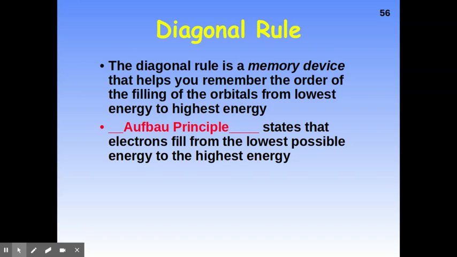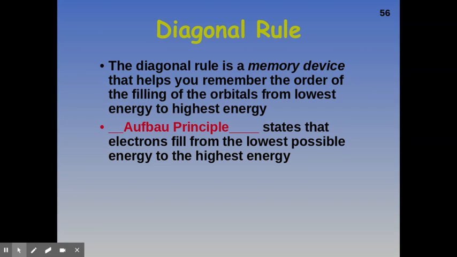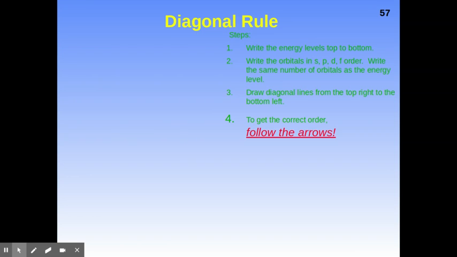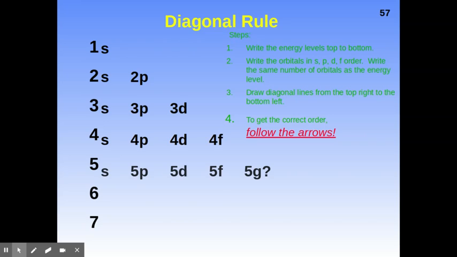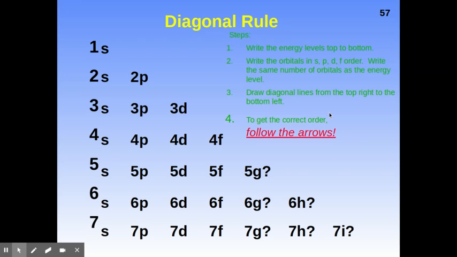So let's talk about this memory device. If you do not have a periodic table handy, you're going to want to write this down. This is called the diagonal rule. It's based on the Aufbau principle, which states that electrons fill from the lowest possible energy to the highest. Okay. Now, take a minute, pause this. I would normally do this slowly in class, but I'm going to go ahead and put it all up here. You can take a minute and pause it and write this down, and I will talk about it as I go.